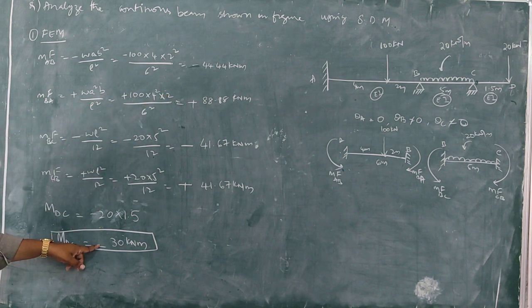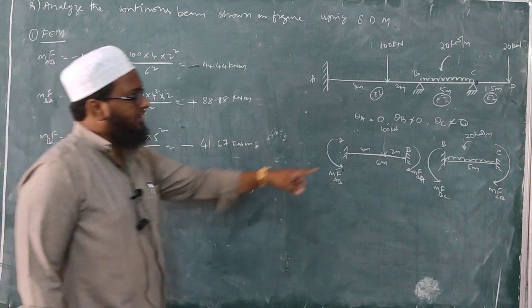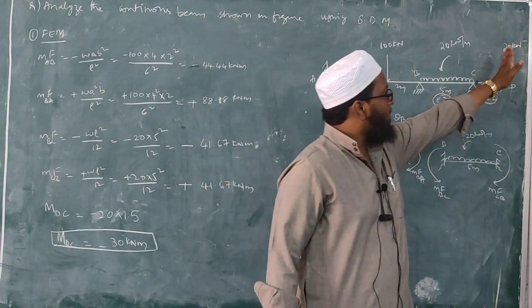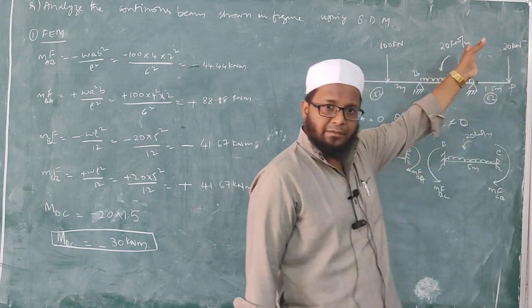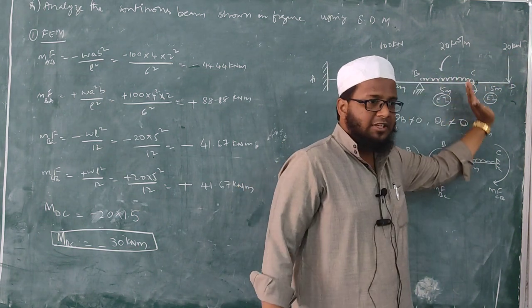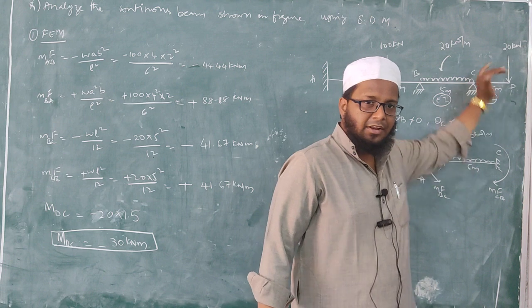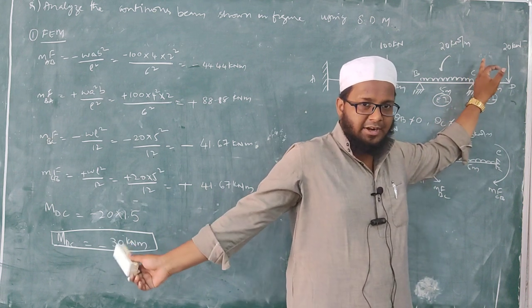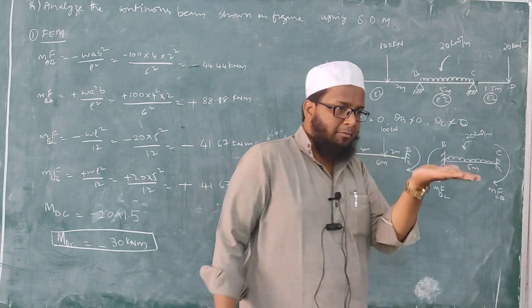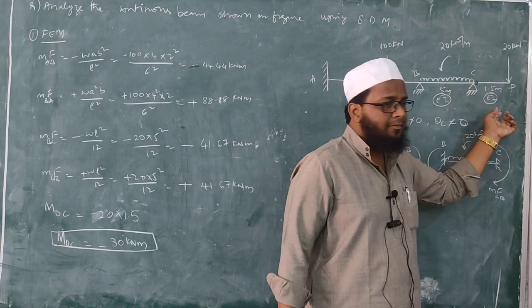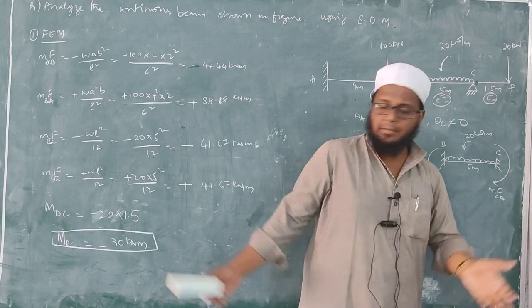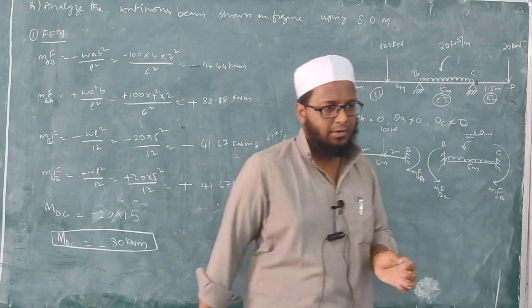Minus 30 kilonewton meter. What happens here is, because of this load, my beam will try to deflect in the downward direction. To reduce that deflection, there will be some anti-clockwise moment, that is minus 30 kilonewton meter. See here the value is minus, right? How did we get minus? To resist that. My beam is trying to deflect downward, isn't it? To resist that, a moment is developed, that is minus 30 kilonewton meter.